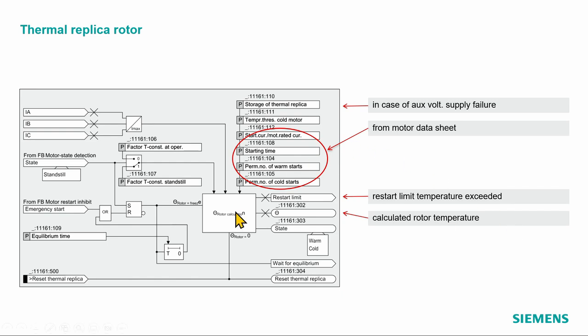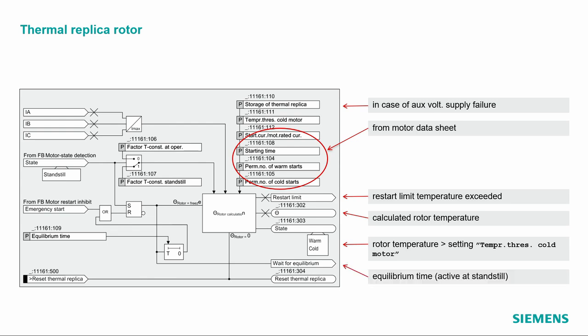And this is the calculated rotor temperature, which comes out of this calculation, represented by this white box. Out of this white box also comes the motor state, whether it is warm or cold, according to a setting, and I come back to that setting later. Then there is this equilibrium time, which becomes active all the time when we switch off the motor. It's a setting which we can set. The factory setting is 1 minute.